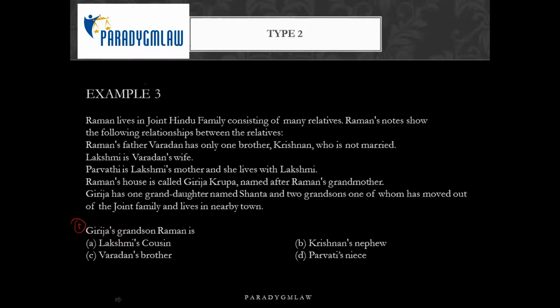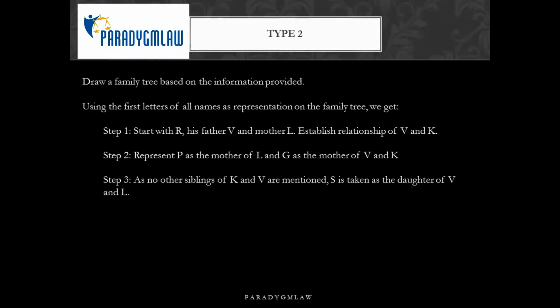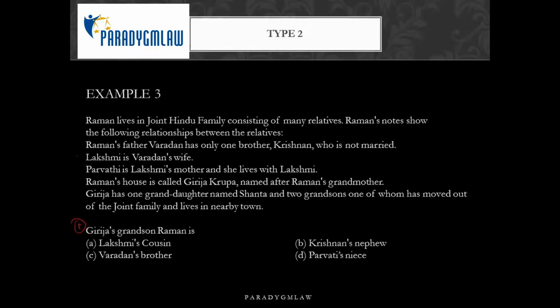So the first step in solving this type of problem is to just use the initials. So Raman will just become R, Lakshmi would just become L, and so on. Okay. So step 1 is you start with anybody, but in this case it starts with Raman, right? Because Raman lives in a family and Raman's father and so on. Raman's house is called this, named after Raman's grandmother. So it's good to start with Raman.